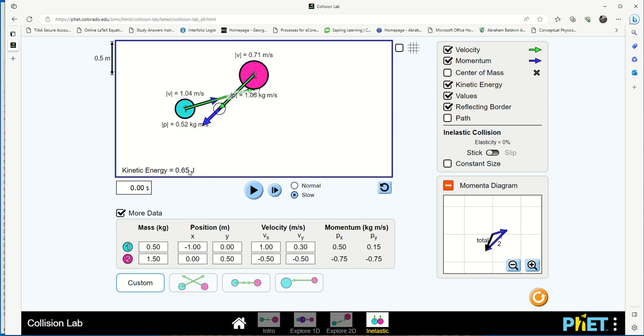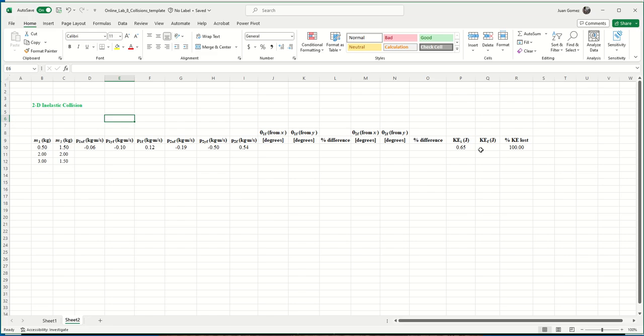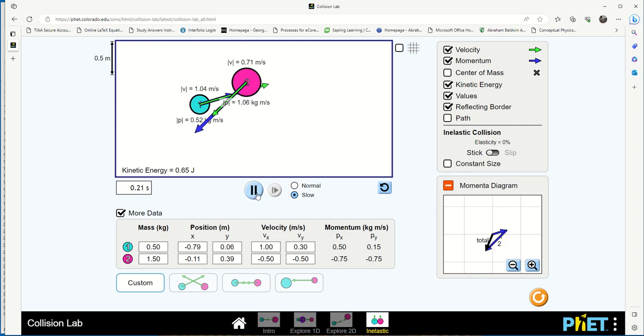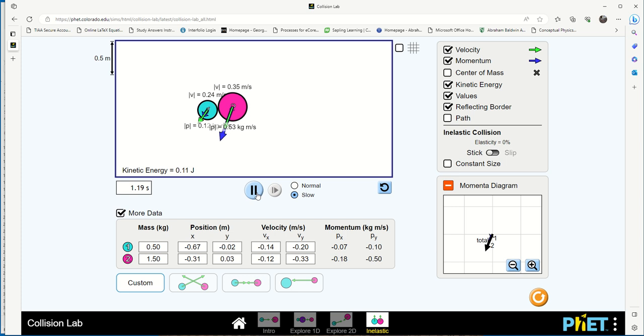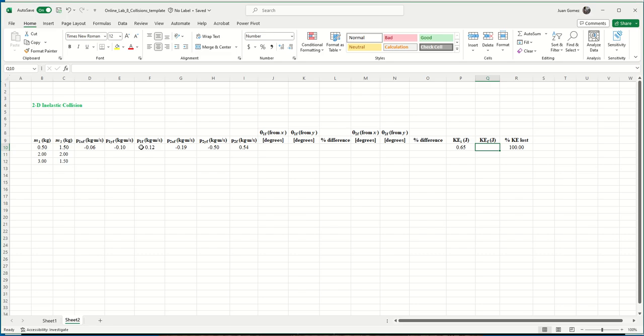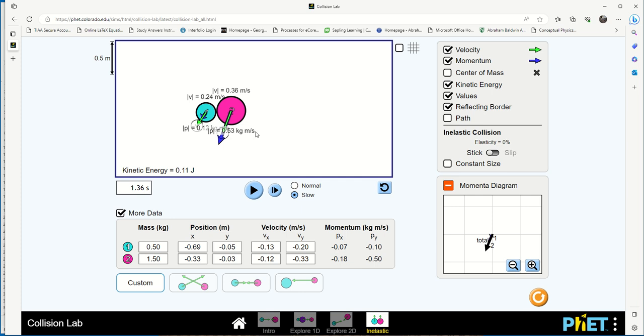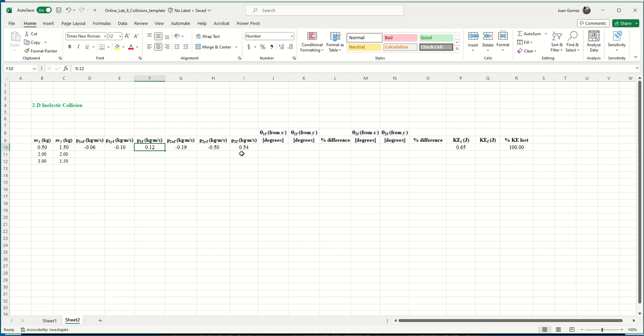Notice the kinetic energy, 0.65 joules. That's the initial kinetic energy, so you want to enter that right here in the KE initial. That's how you get that. Then KE final we'll get to. So I'm going to go back to the simulation and hit play. When they collide, pause it. Looks good. You can see P1 final is the 0.12, there it is right there. The P2 final is the 0.53.